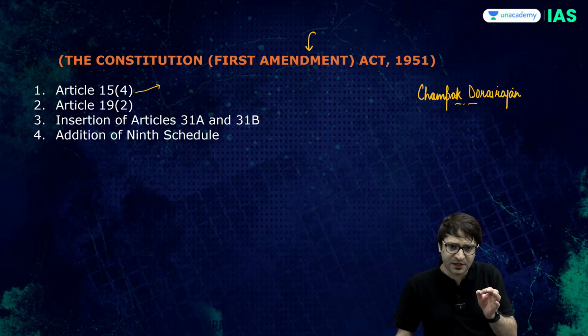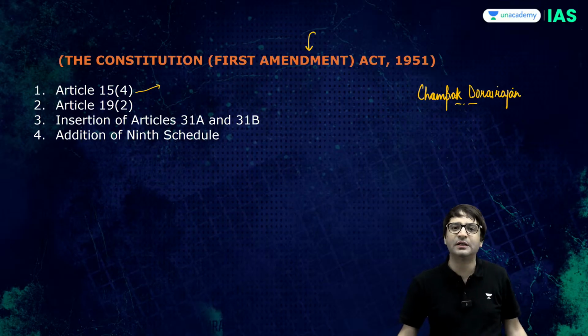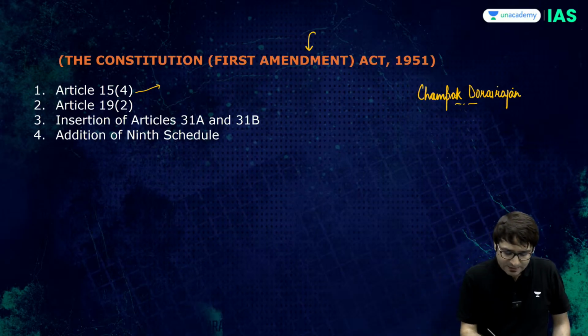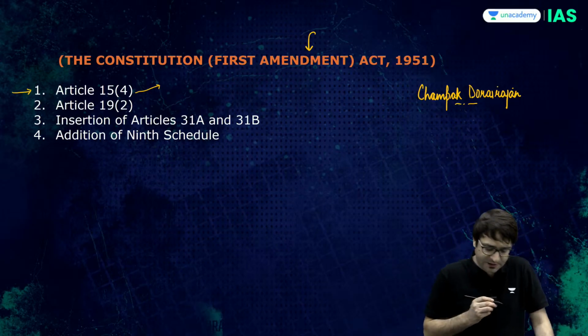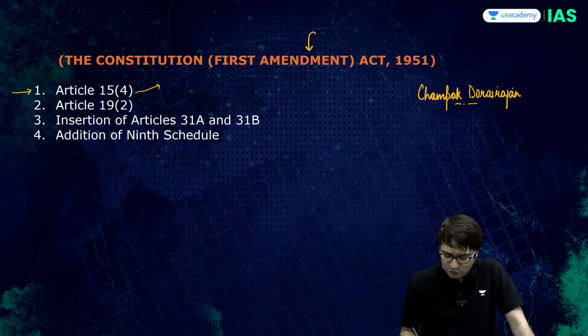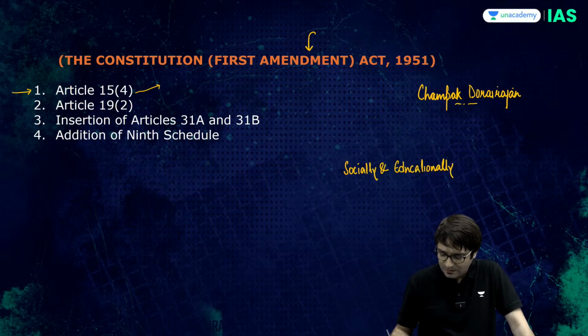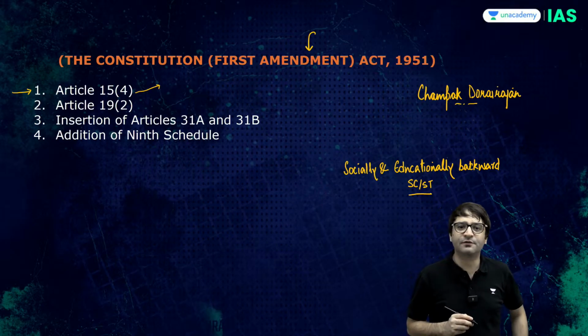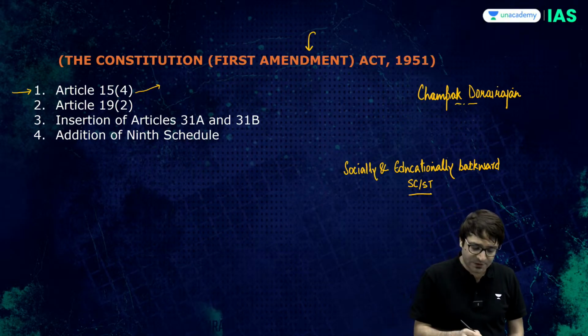And since this reservation policy of the Madras government was declared unconstitutional, Parliament got together, amended Article 15, and inserted Article 15 Clause 4, which empowered the state that you can take steps for those who are socially and educationally backward, including members belonging to the SC and ST community. Seats can be reserved for them in educational institutions. That was Article 15 Clause 4.